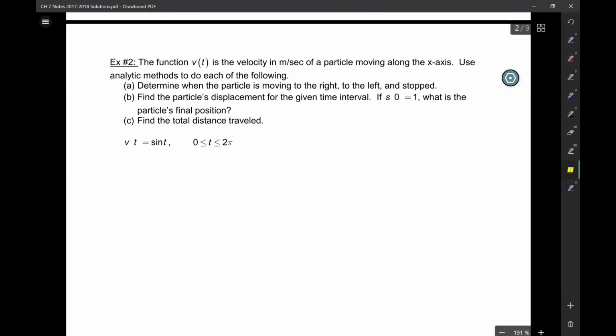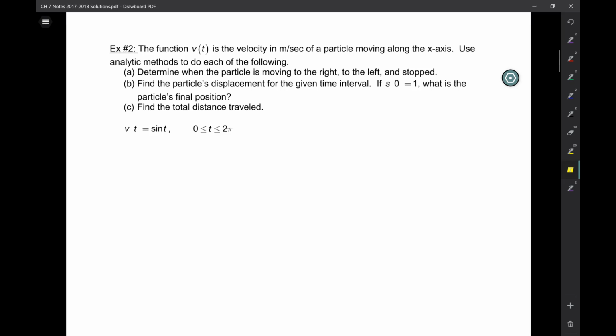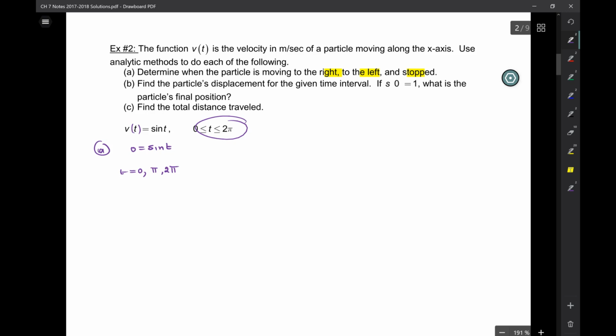So take a look at this. The function v of t is the velocity in meters per second of a particle moving along the x-axis. Same thing, use analytic methods. Determine when it's moving to the right, left, stopped. For this, we use v of t. So we set this equal to 0. Now, when is sine equal to 0? When t is equal to what? 0, pi, or 2 pi, right? My domain goes from 0 to 2 pi.